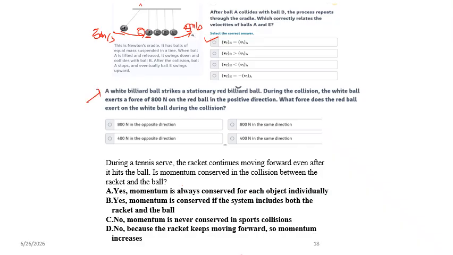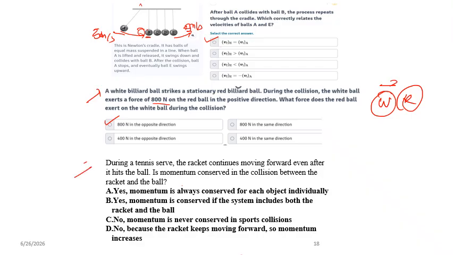Now, a white billiard ball strikes a stationary red billiard ball. During the collision, the white ball exerts a force of 800 Newton on the red ball, in the positive direction. What force does the red ball exert on the white ball during the collision? This is white and this is red. When they are colliding with each other, we know both of them will have the same force, but in the opposite direction. So which one would it be? 800 Newton in the opposite direction. Exactly 800 Newton in the opposite direction.